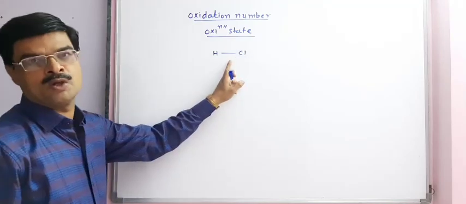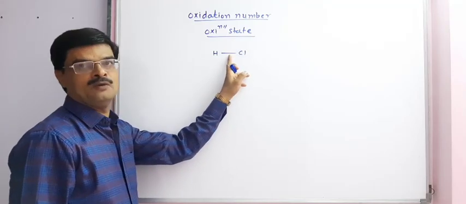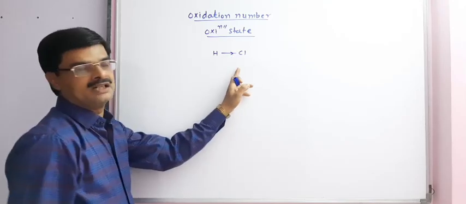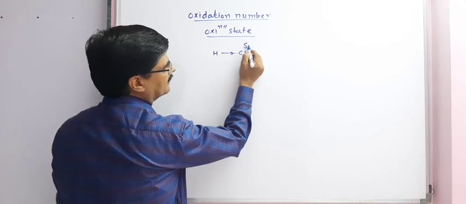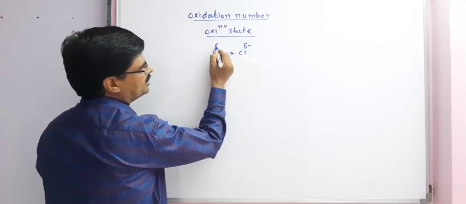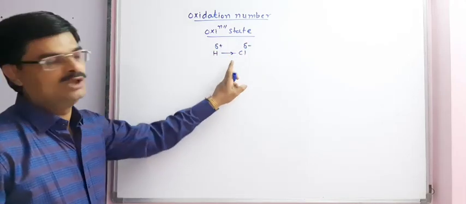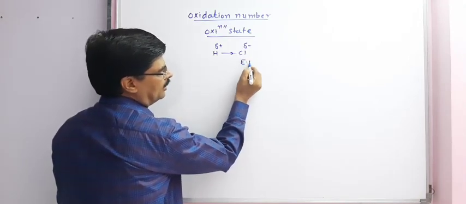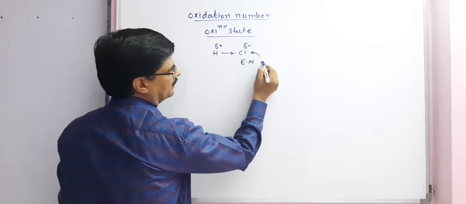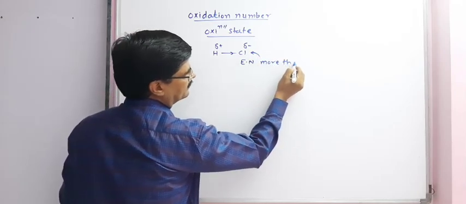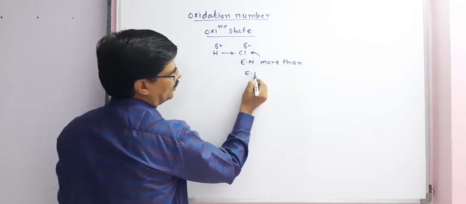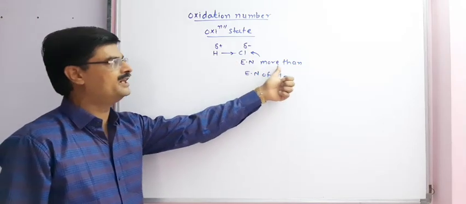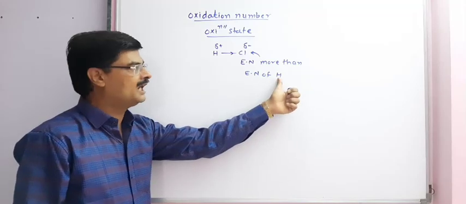In hydrogen chloride, there is a shared pair of electrons which is more attracted towards the chlorine atom. So chlorine acquires a negative charge and hydrogen acquires a positive charge. On this basis, we say the electronegativity of chlorine is more than the electronegativity of hydrogen.